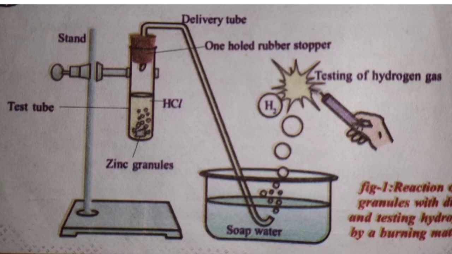The chemical reaction of the above activity is: when acid reacts with metal, it produces the corresponding salt and hydrogen gas. So the general equation for this activity: acid plus metal gives rise to salt plus hydrogen gas. From this lab activity, you can conclude that hydrogen gas is evolved when acid reacts with metals.